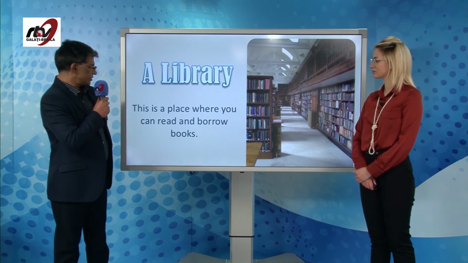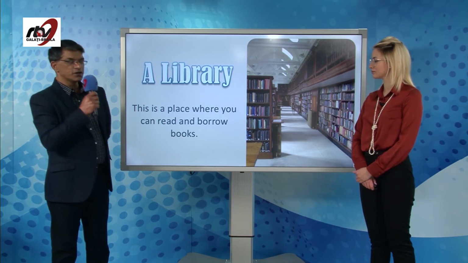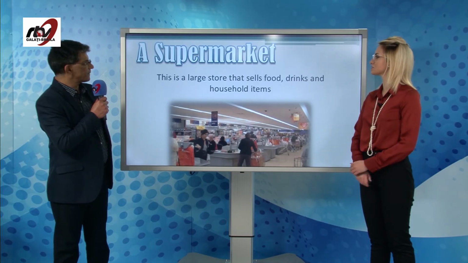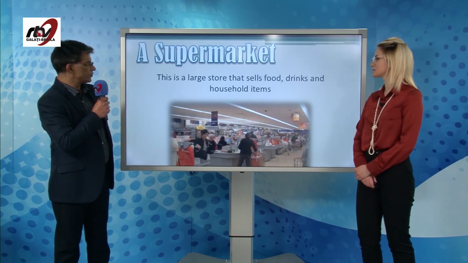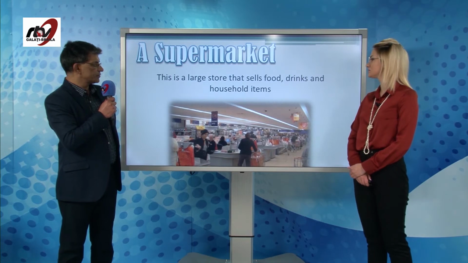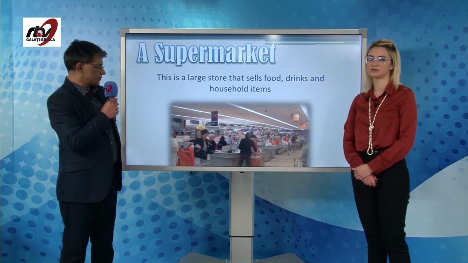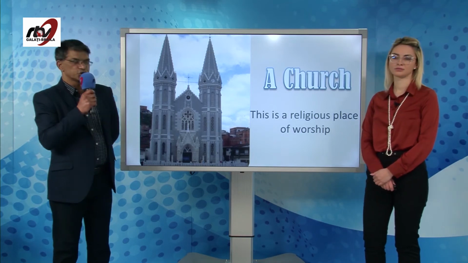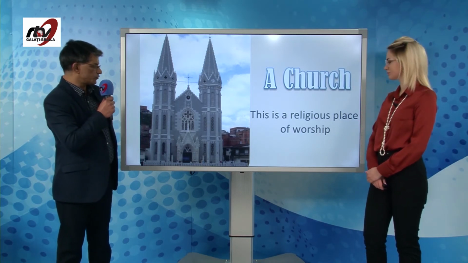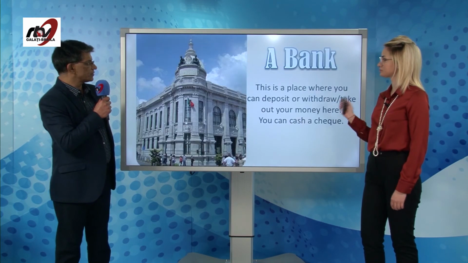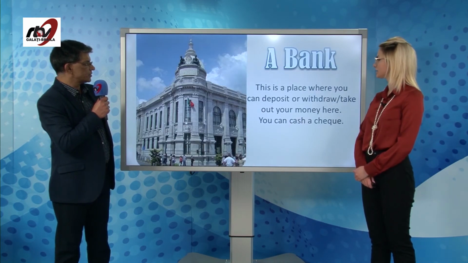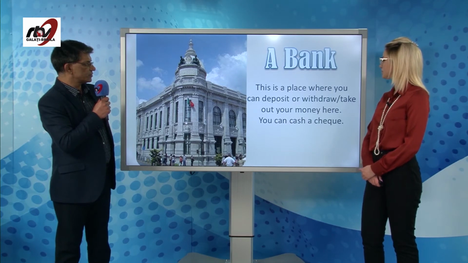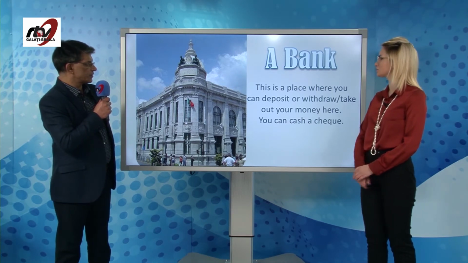A library. This is a place where you can read and borrow books. All right, the next one, a supermarket. This is a large store that sells food, drinks, and household items. And a church. This is a religious place of worship. What else? We can have a bank. This is a place where you can deposit or withdraw, take out your money. You can cash a check as well.